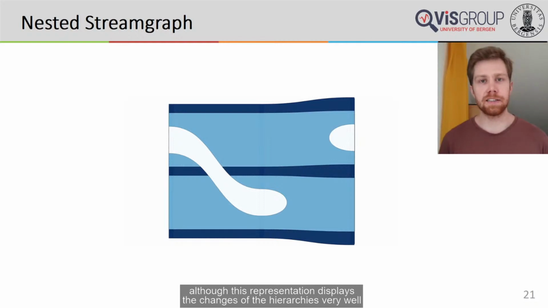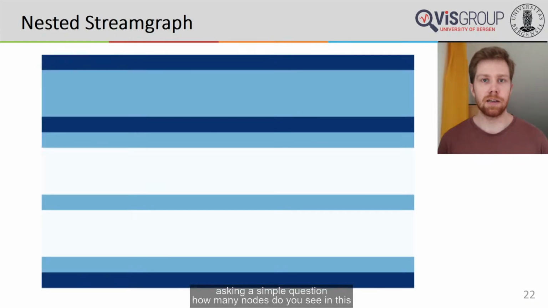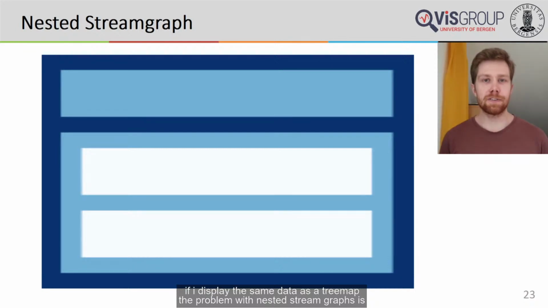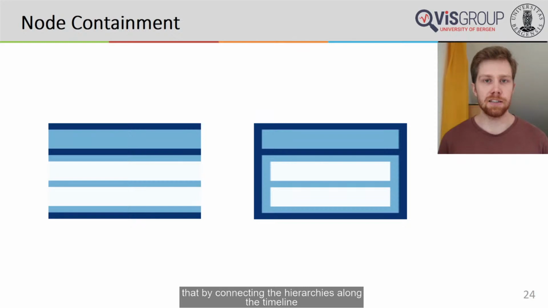Although this representation displays the changes of the hierarchies very well, it comes with a significant drawback. And I want to demonstrate it to you by asking a simple question. How many nodes do you see in this hierarchy? And I hope you had a bit of trouble, but maybe it gets easier if I display the same data as a tree map.